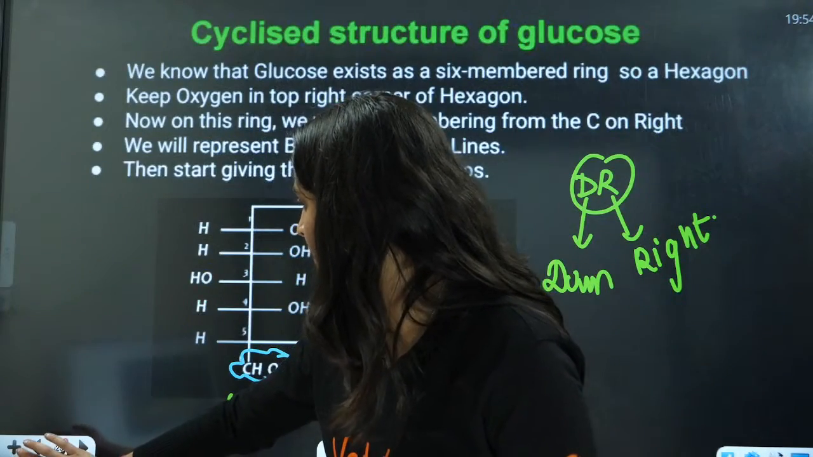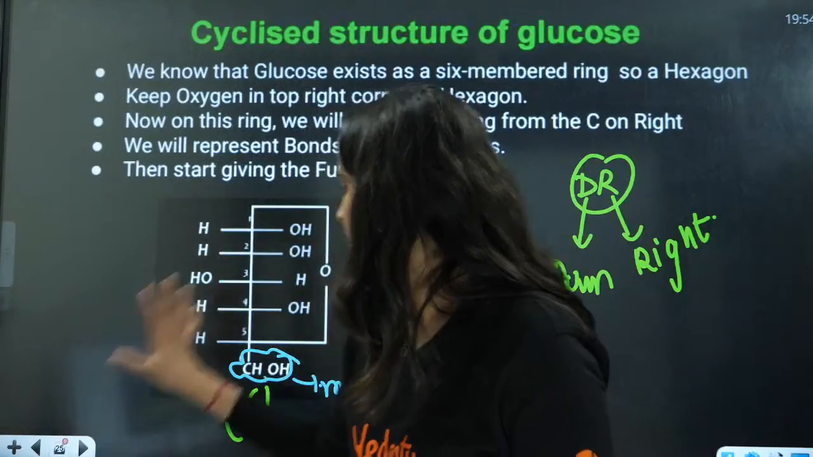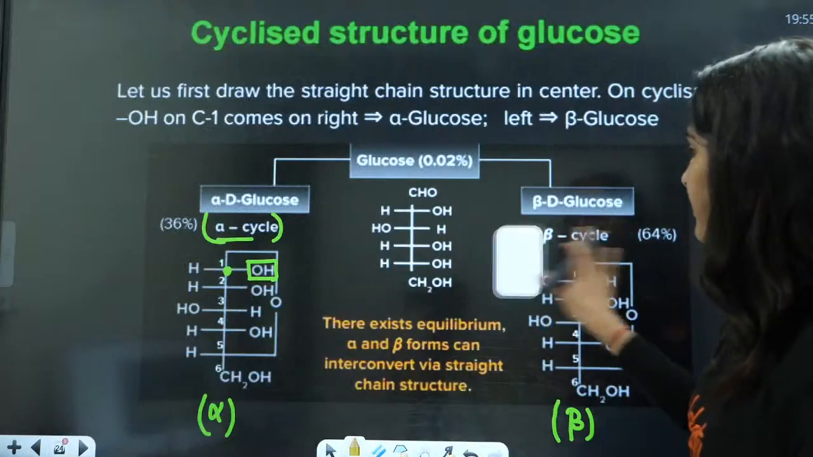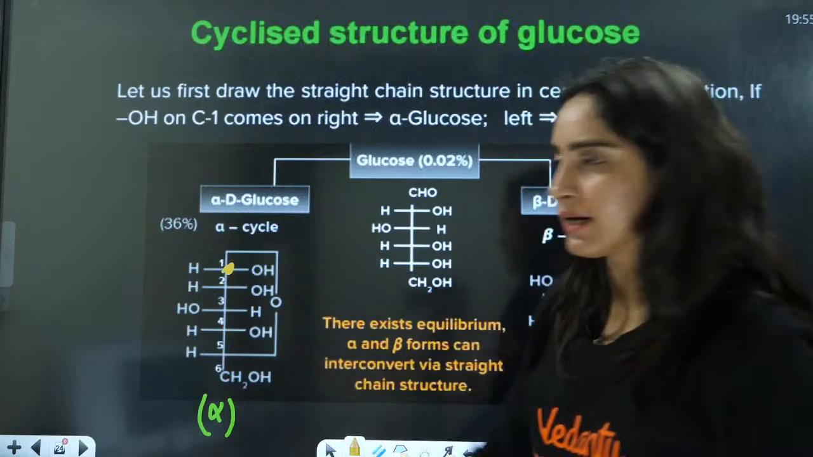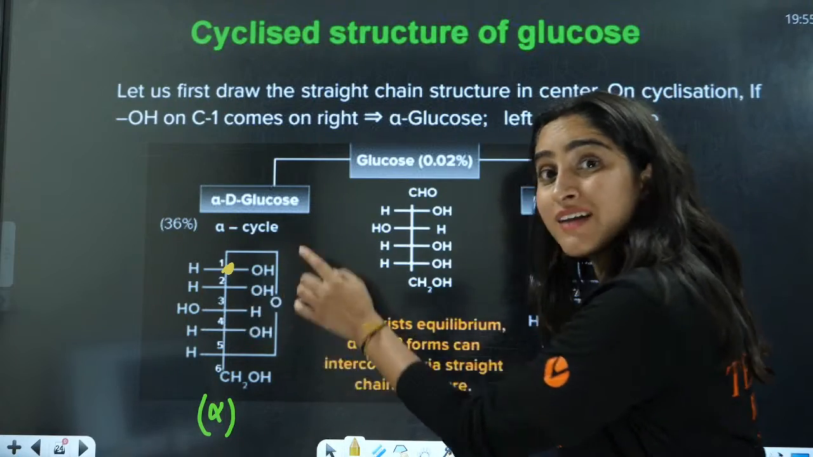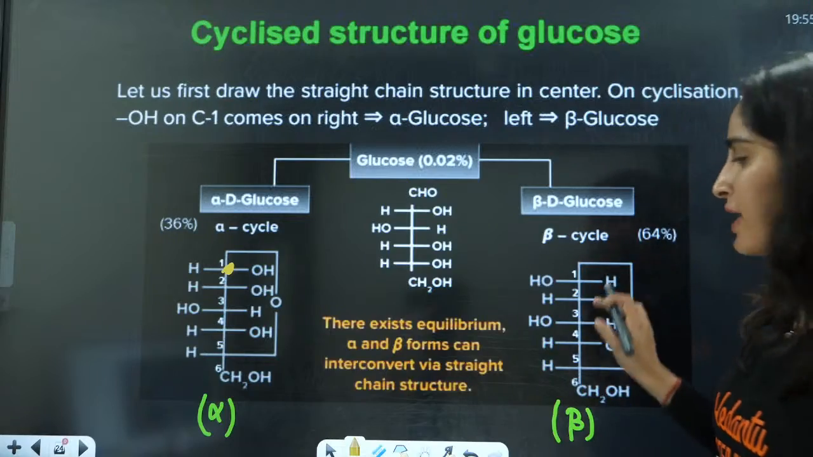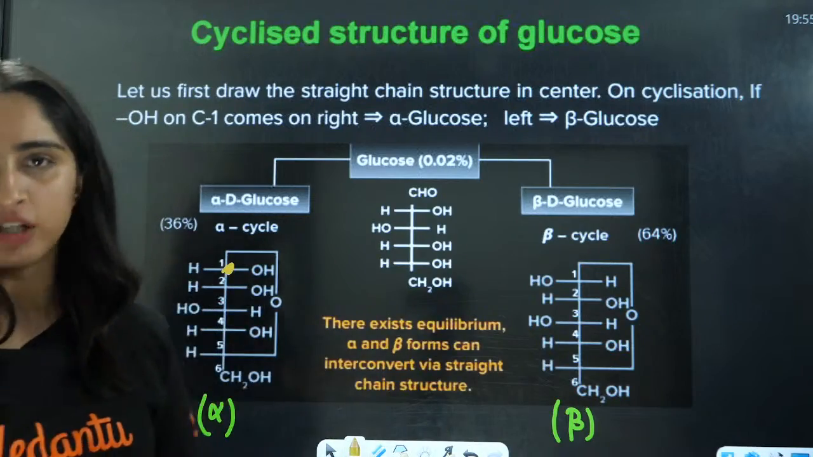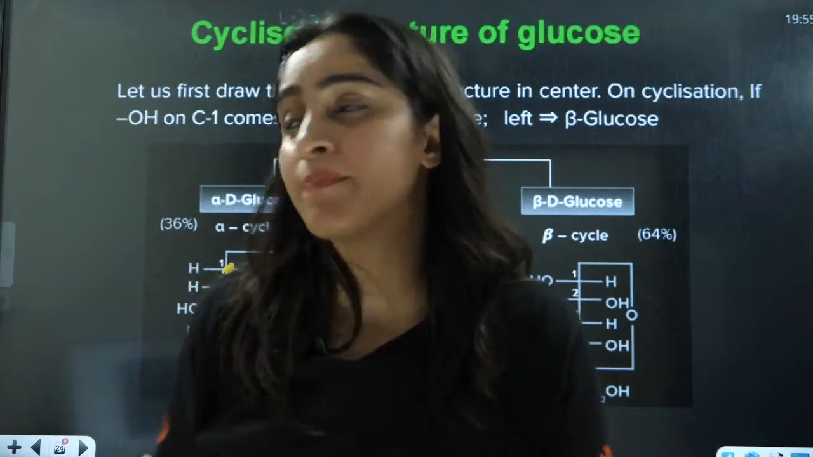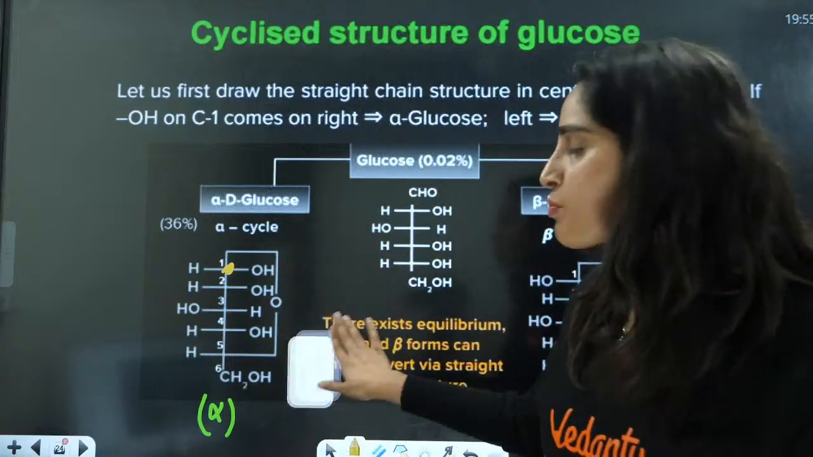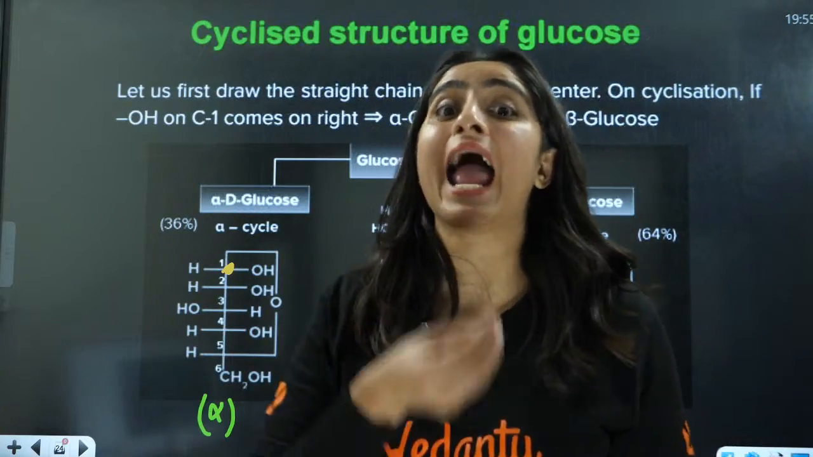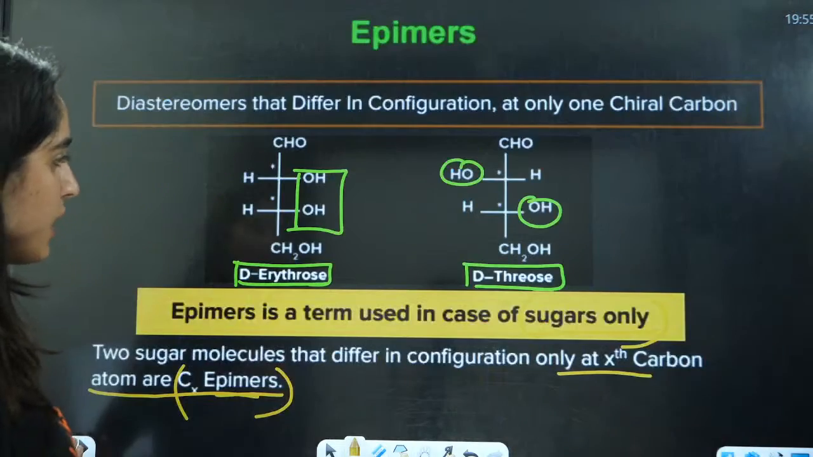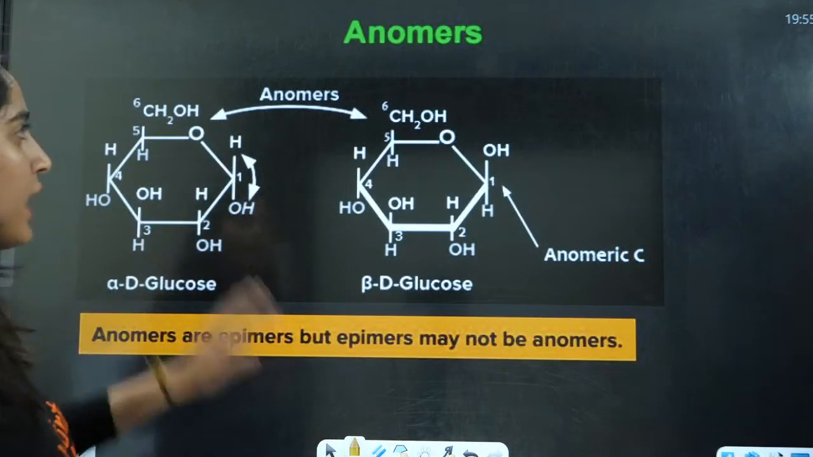See this, okay? I'm going to draw this here. There is a difference between alpha and beta on carbon number 1. If OH is on the right side, that is your alpha. If OH is on the left side, that is your beta. So both are epimers of each other, and because they are cyclic, I'll say these both are cyclic epimers. That means they are anomers, right? Cyclic epimers are anomers.